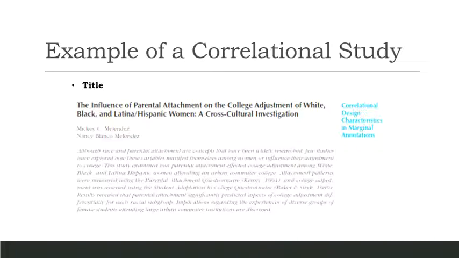So as you can see here, the influence of parental attachment on the college adjustment of white, Black, and Latina or Hispanic women across cultural investigation. So the variables here are white, Black, and Latina or Hispanic women. So the researcher is focusing on the influence of parental attachment on the college adjustment. So you would have seen this in the title, so you would have recognized whether it is a correlational study or not.